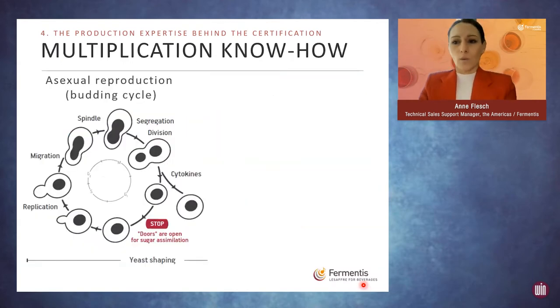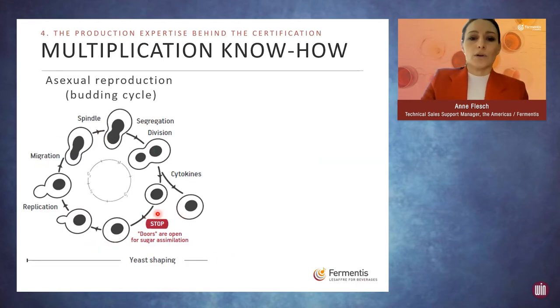So what are the different know-hows in this process? First of all, the industrial multiplication. In this process, the yeast goes through asexual reproduction, through budding cycles. As you know, the yeast is going to replicate its genetic material to give a daughter cell, and eventually separate and give two different cells. And the two cells can again go through the same cycle.